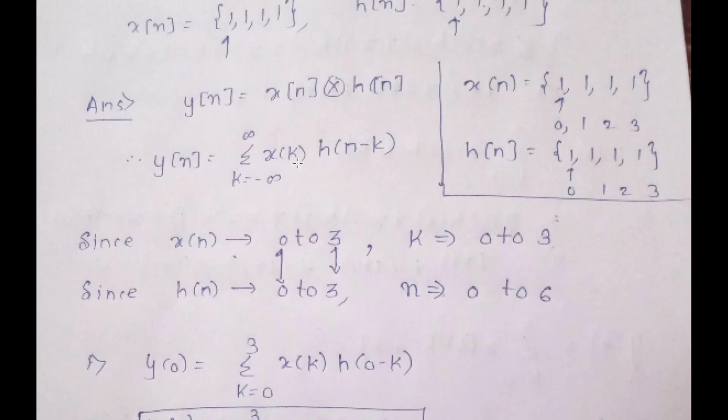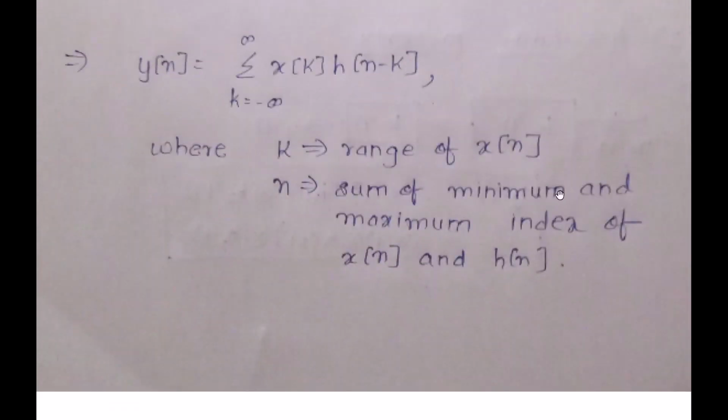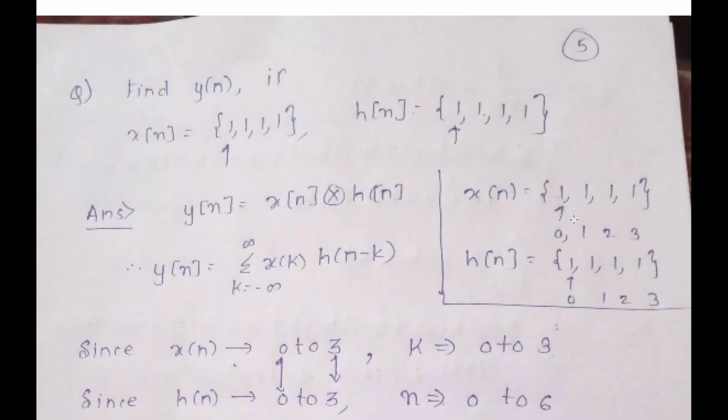Now in case of my k value, the k value is going to go from 0 to 3, because the k value is always the index of the values of x of n. X of n goes from 0, 1, 2, 3. And the n value goes from, as we have written over here, the sum of the minimum and maximum index of x of n and h of n.